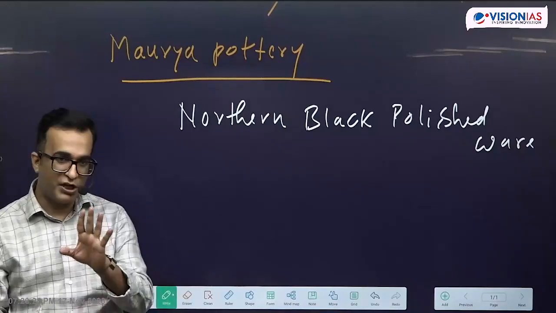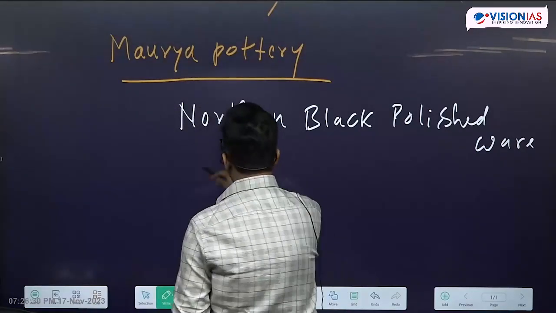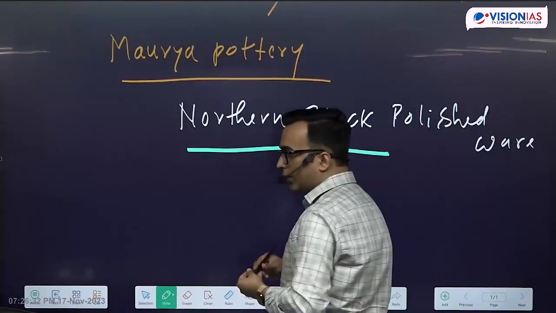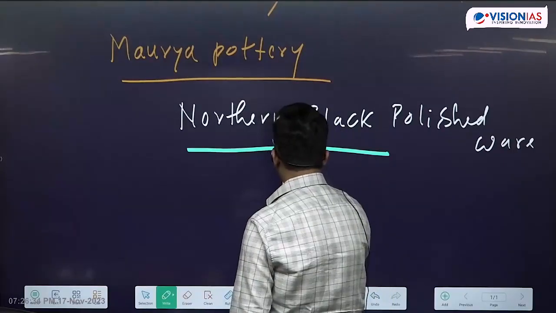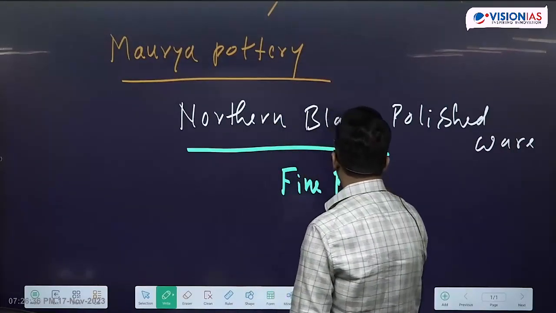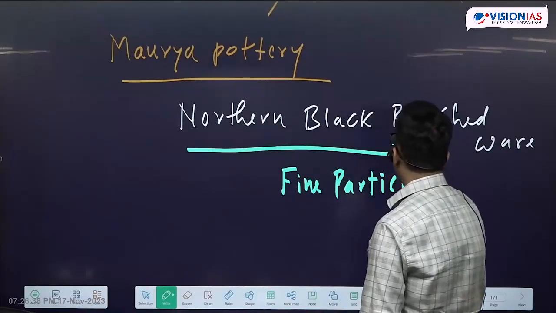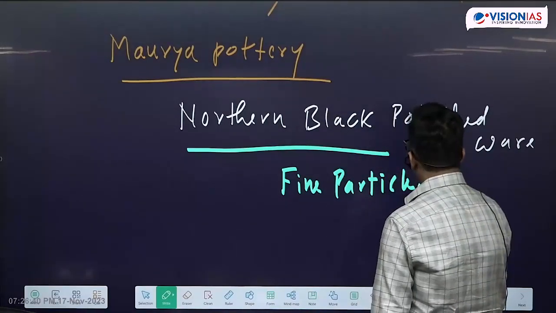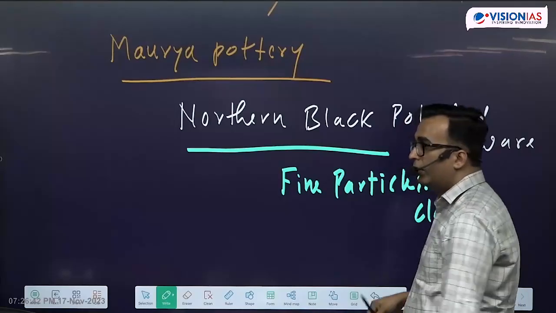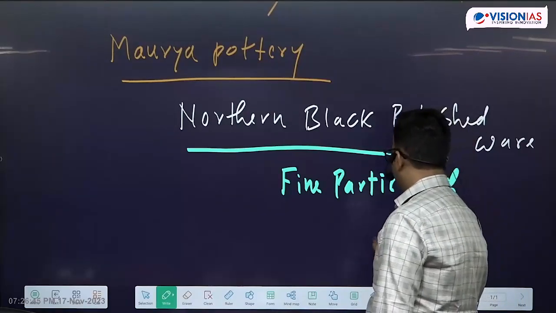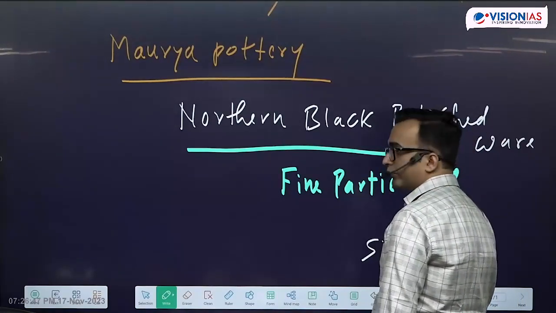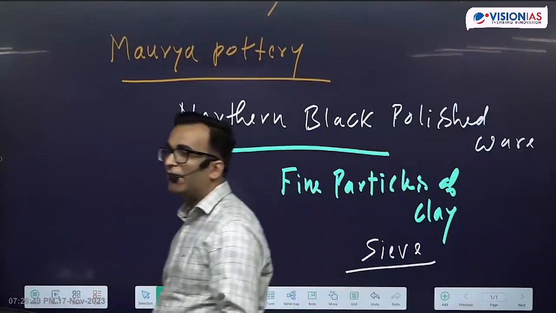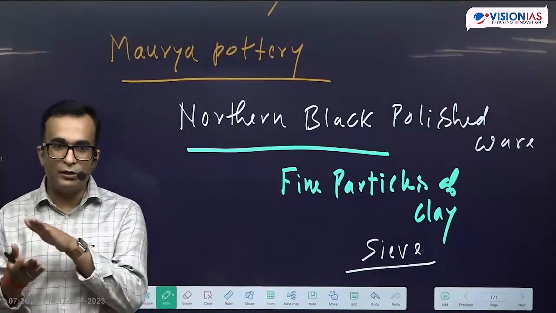Now what changes did they introduce? The change introduced at this time is that they used very fine particles of clay. So how do we get very fine particles of clay? By filtering it through a sieve. Okay? What do you call it in Hindi? छलनी. So filtering it through a sieve.